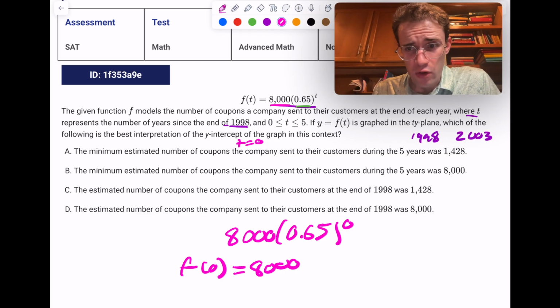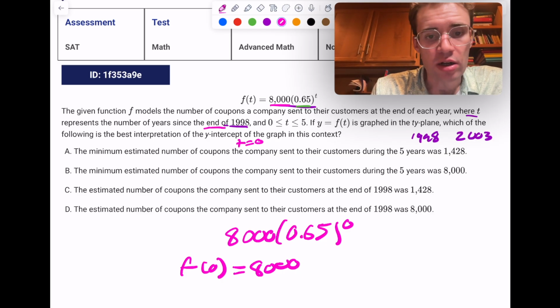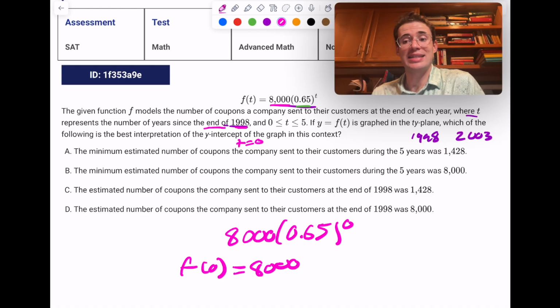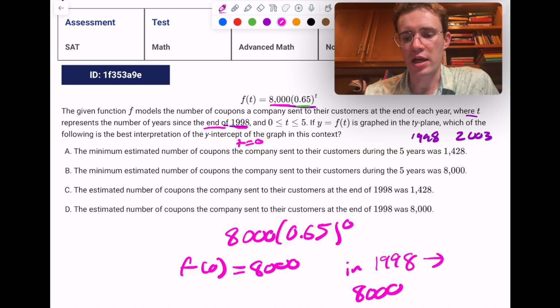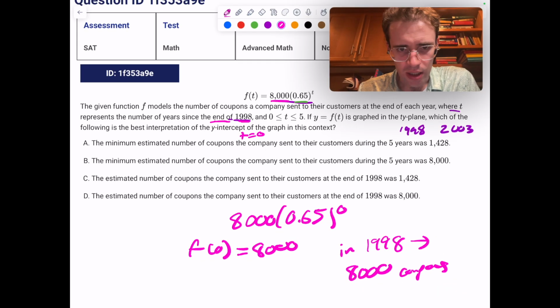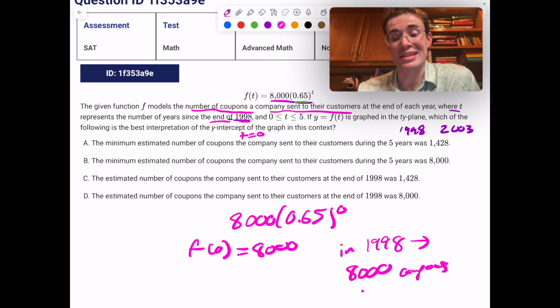What is this representing? The number of coupons? So at time 0, which we said is the year since 1998, so it's in 1998, they had sent 8,000 coupons. So we want something that says something like that. In 1998, 8,000 coupons were sent. Is that what it said? The number of coupons a company sent to their customers.